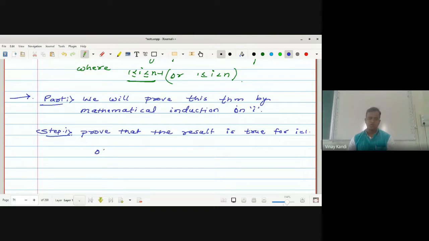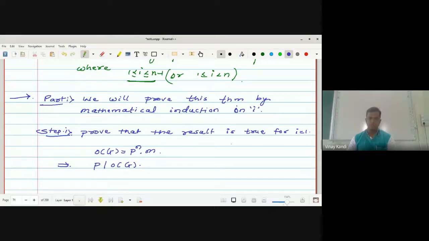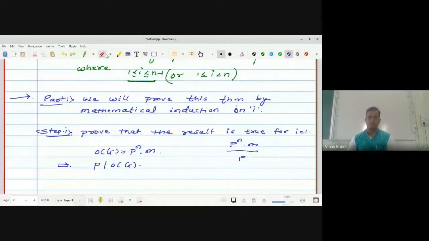What is the order of G? The order of G is equal to p raised to n into m. So this implies p divides the order of G. Is it correct? Yes, sir. Does p divide p raised to n into m or not? Yes. What will be my answer? p raised to n minus 1 into m. So here p divides the order of G.